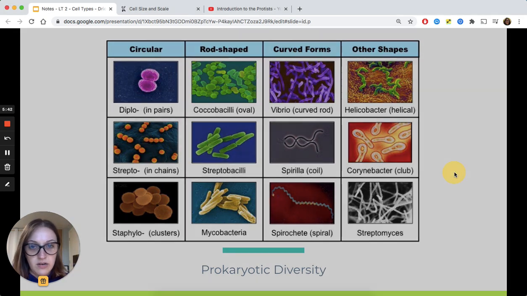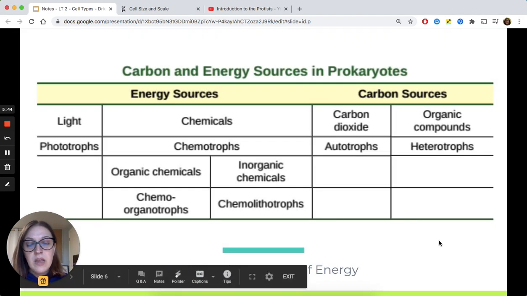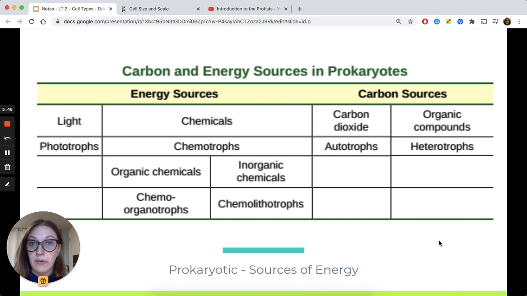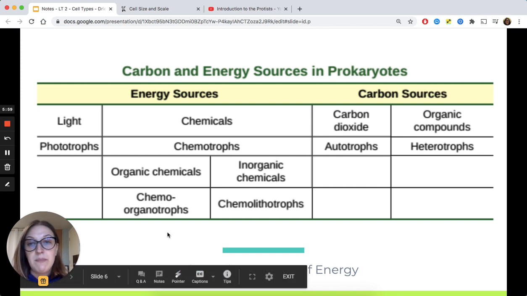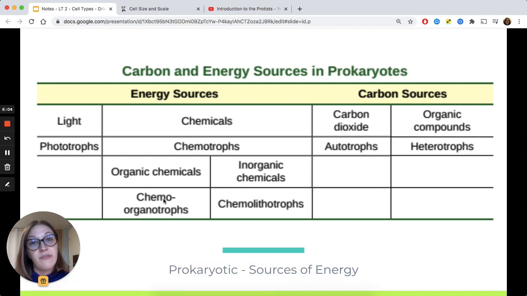So let's take a look here at where they get their energy from. Bacteria can get their energy from a wide range of different sources. For example, some bacteria are considered to be photosynthetic, meaning they contain pigments that capture sunlight and help them create energy for themselves. Some bacteria are chemoorganotrophs, which means that they can get energy from different chemicals in their environment, whether those are organic chemicals or inorganic chemicals. Some also are heterotrophs, meaning they feed on other organisms in order to get their energy.